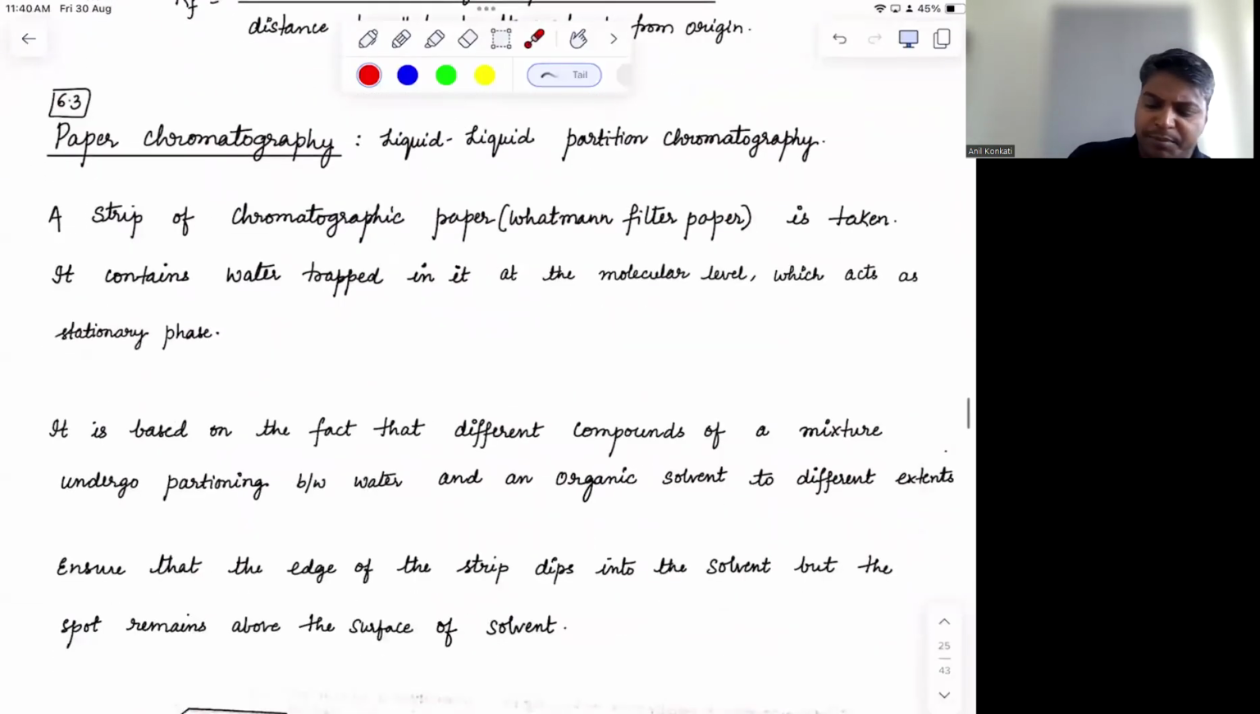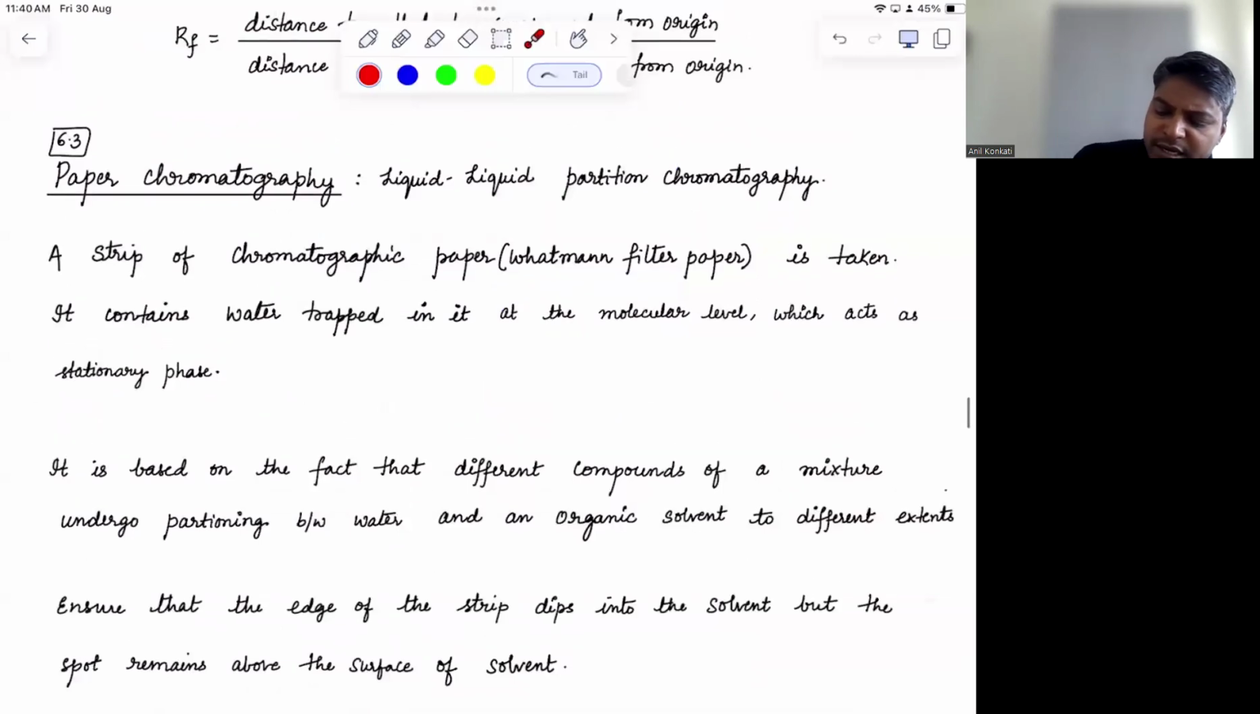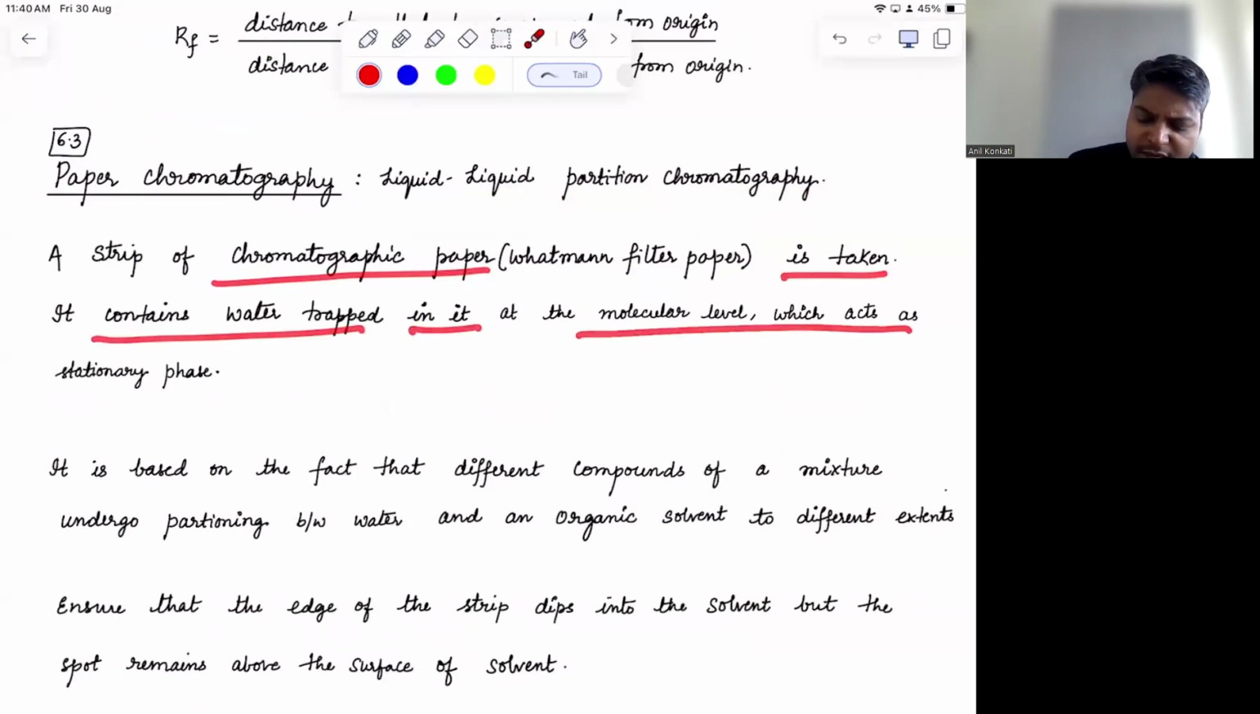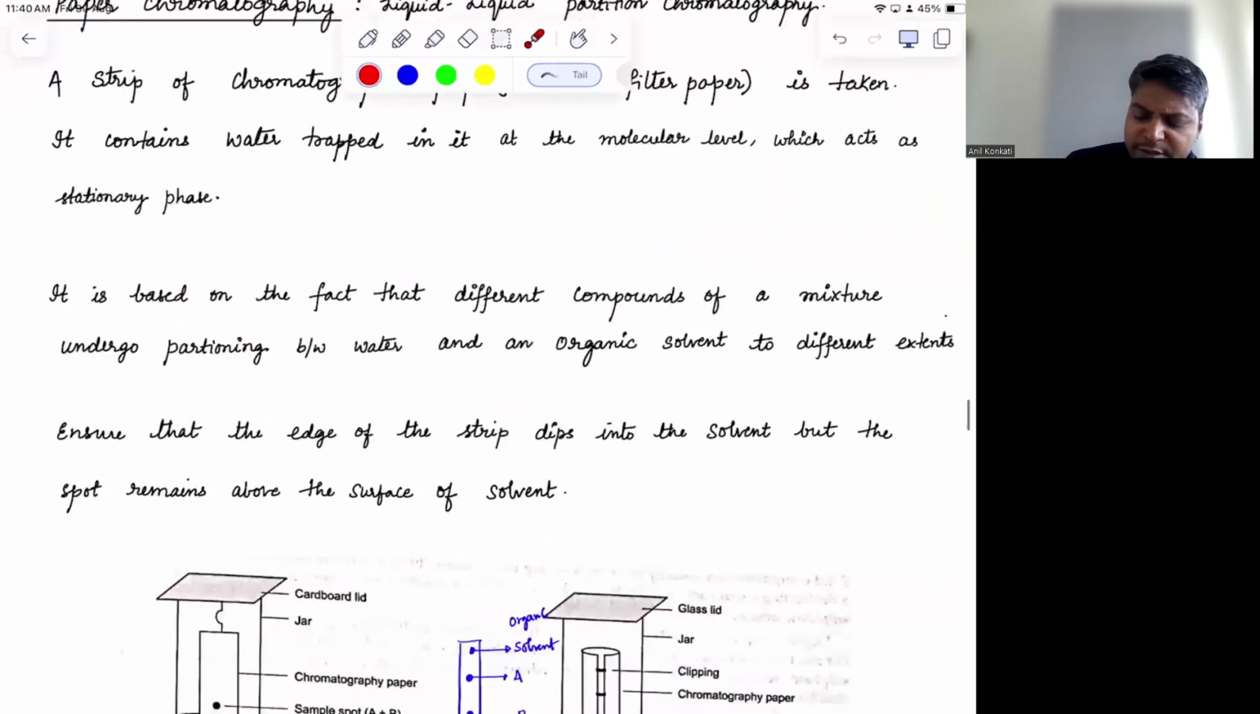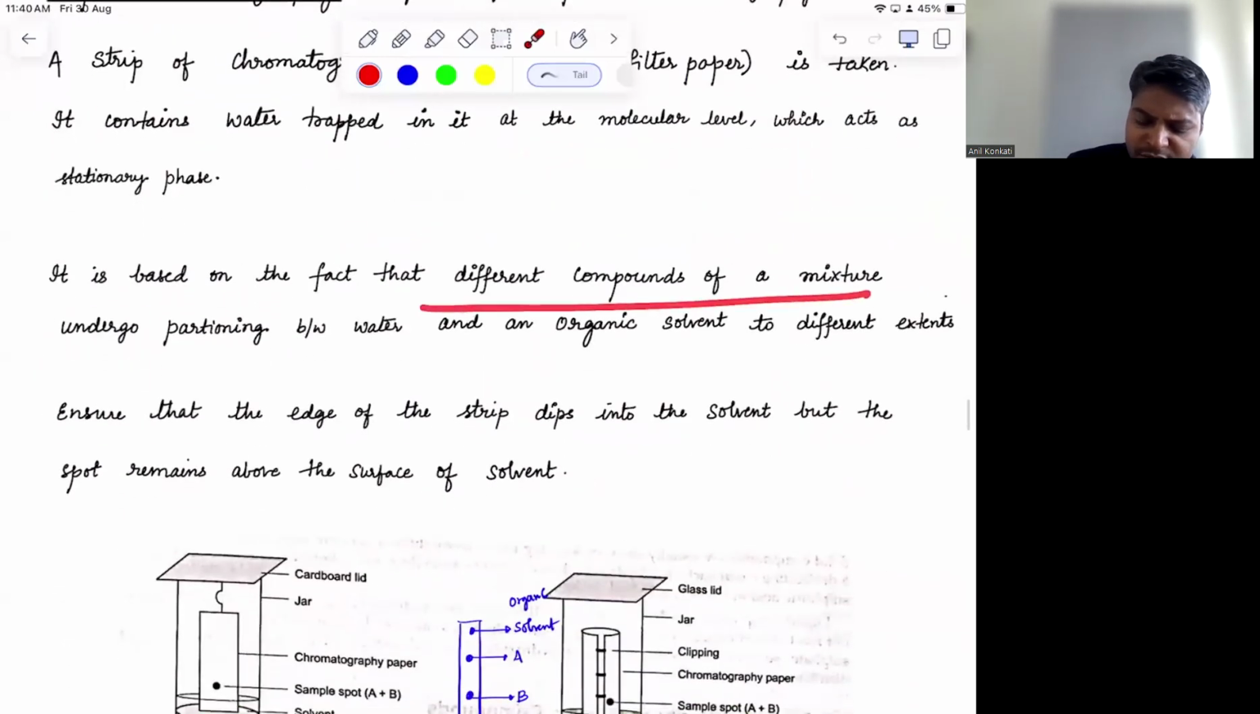Next, let us see what is paper chromatography. Liquid partition chromatography. This is to do with the solubility. A strip of chromatography paper is taken. It contains water trapped in it at a molecular level, which acts like a stationary phase. It is based on the fact that different components of the mixture undergo partitioning between the water and organic solvent to different extents.